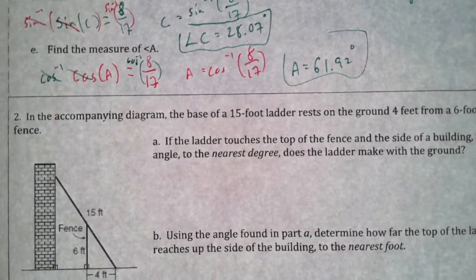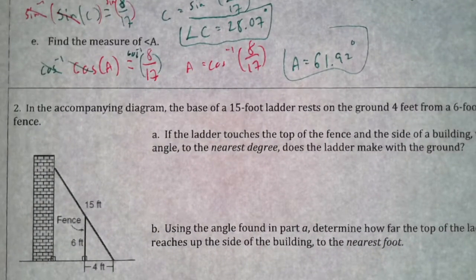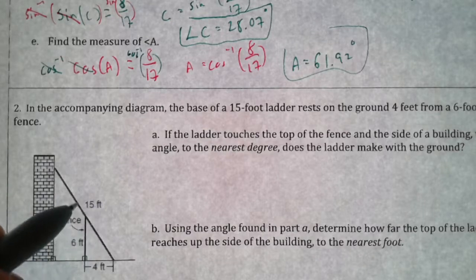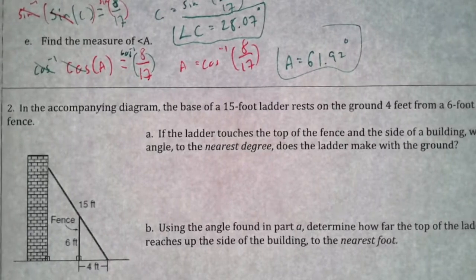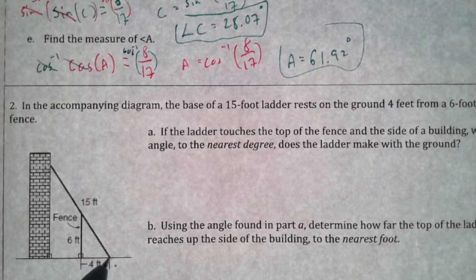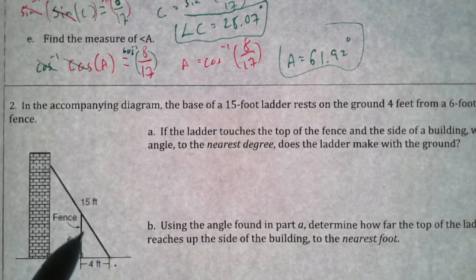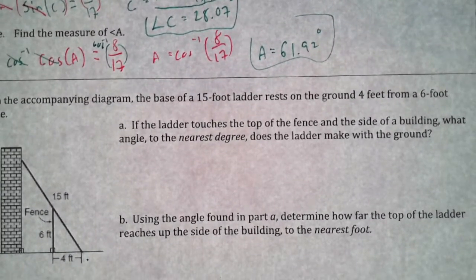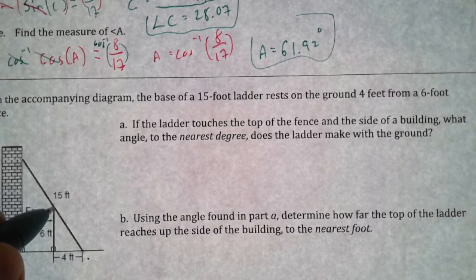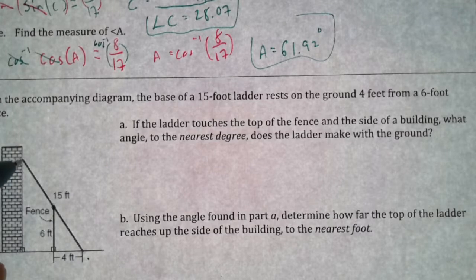In the accompanying diagram, the base of a 15-foot ladder, so here is my ladder, rests on the ground 4 feet from a 6-foot fence. So the base of my ladder is 4 feet away from this 6-foot fence. If the ladder touches the top of the fence, and it also touches the side of the building over here, what angle to the nearest degree does the ladder make with the ground?